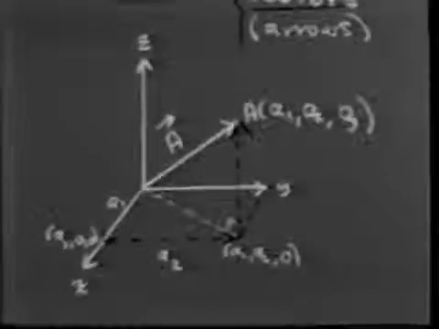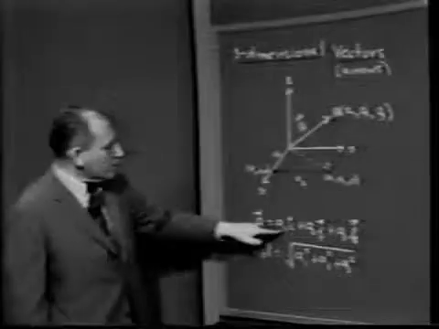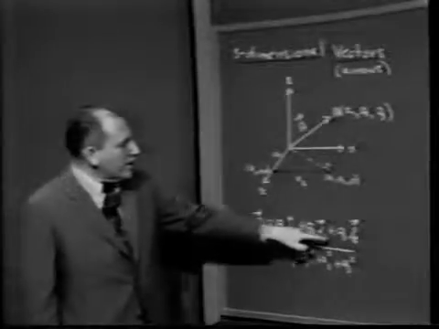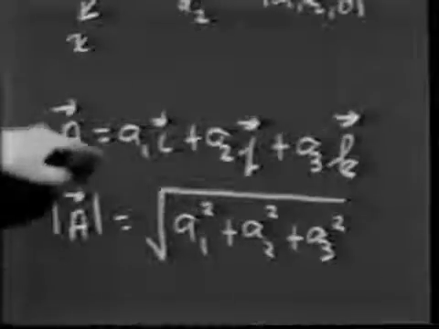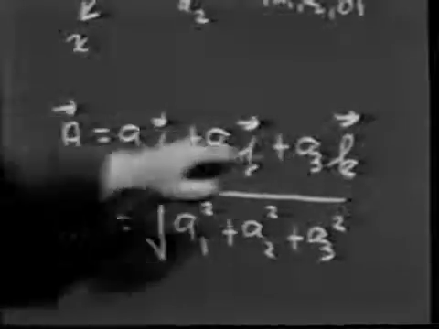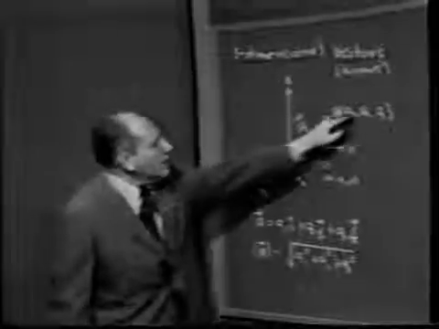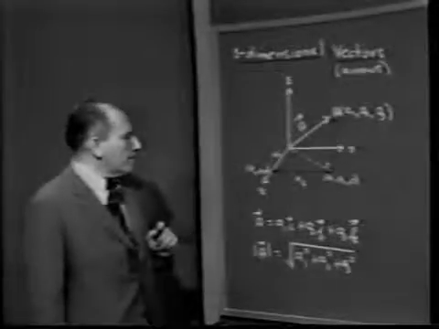In other words, to summarize this, the vector A is simply what? A1I plus A2J plus A3K. And again, notice the juxtaposition, if you wish, between the components of the vector and the coordinates of the point.